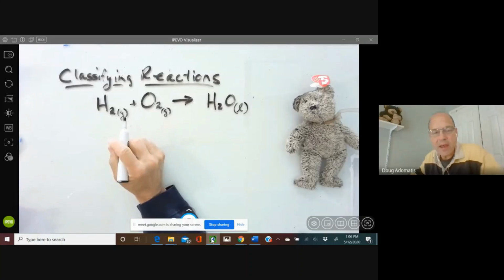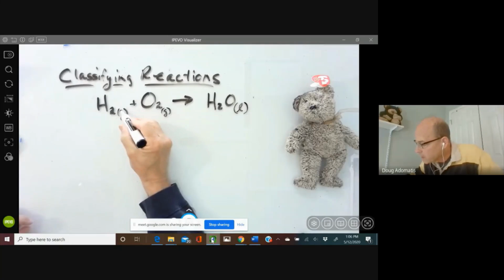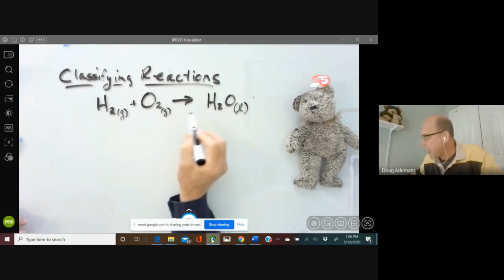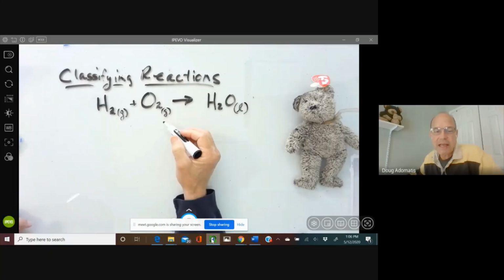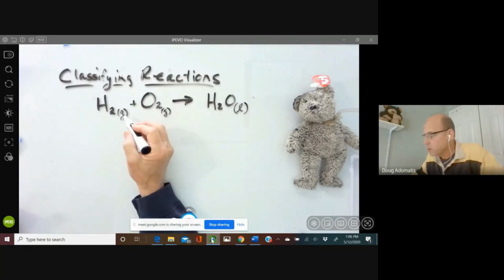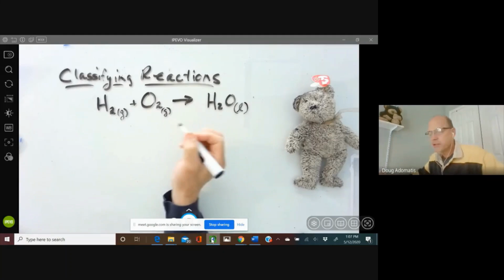Now, I think I'm going to make a separate video about this because the questions come up. What are these little things, these subscripts that I've put in here? Well, there's gas, and there's liquid, and there's solid. This just basically tells you the state of matter. So whatever you observe the reactants are, you would put that as a state of matter in these little subscripts in parentheses.